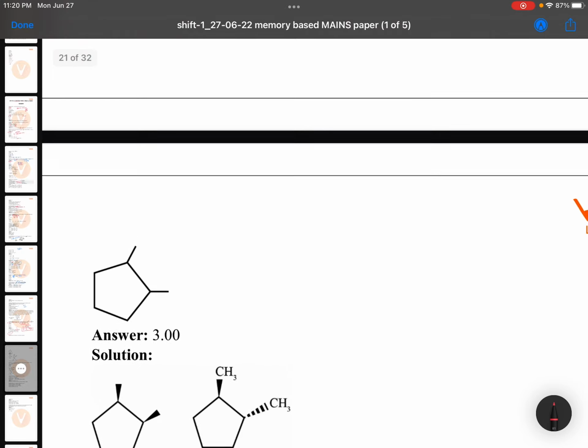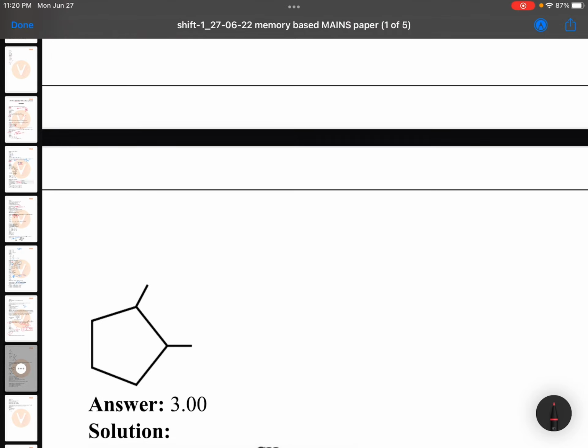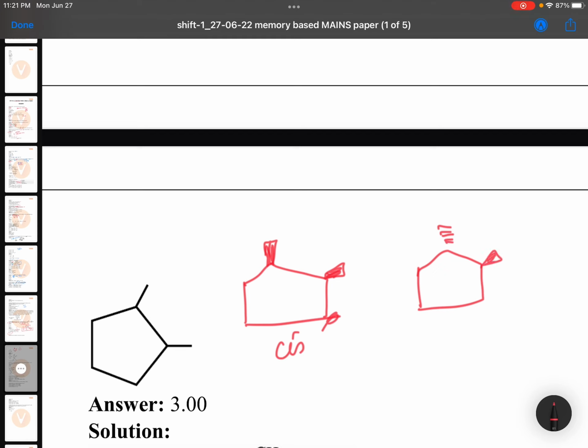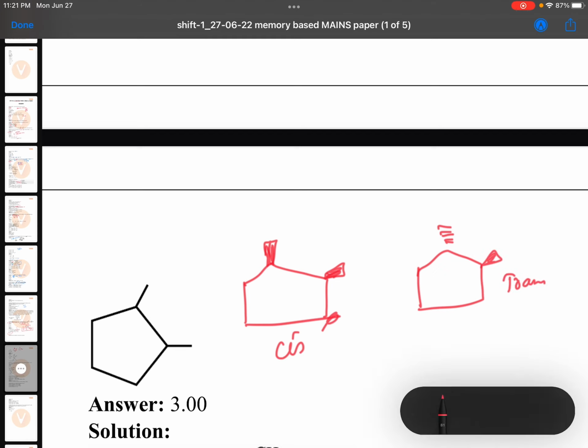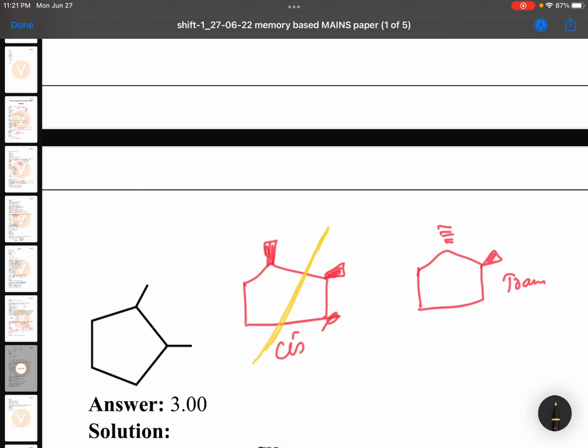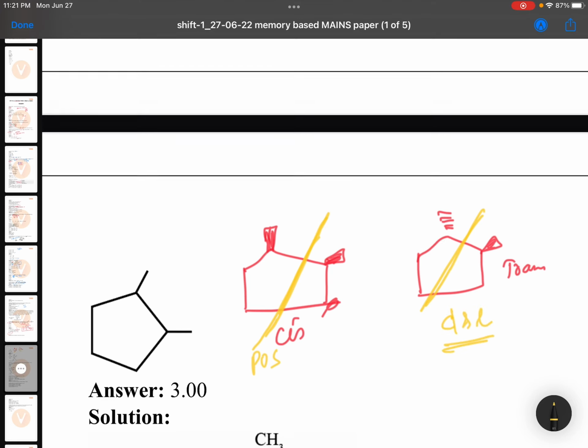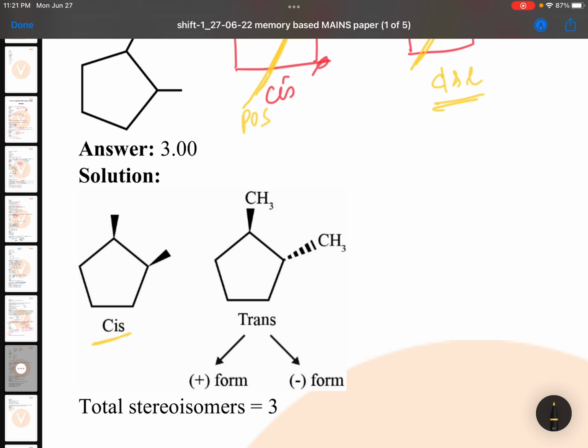Find out the number of stereoisomers found by this compound. See, this compound is like this. Two groups may be on the same side. If two groups are on the same side, that is cis form. If two groups are on opposite sides, this is trans form. And when cis form is there, plane of symmetry. Here no plane of symmetry, so for this there are D and L forms. So in total you will be getting for cis 1 and for trans plus and minus, that is D and L forms.